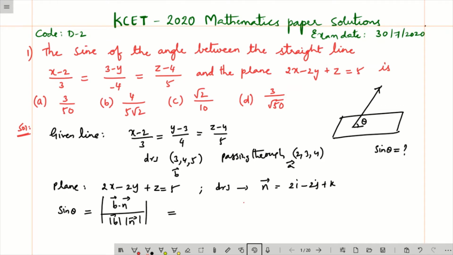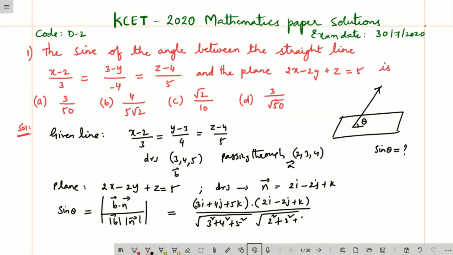So here, what is vector b? It is 3i plus 4j plus 5k, dot 2i minus 2j plus k, upon mod b. Mod b is the square root of 3 square plus 4 square plus 5 square. Mod n is again the square root of 2 square plus (minus 2) whole square, that is 2 square, plus 1 square.